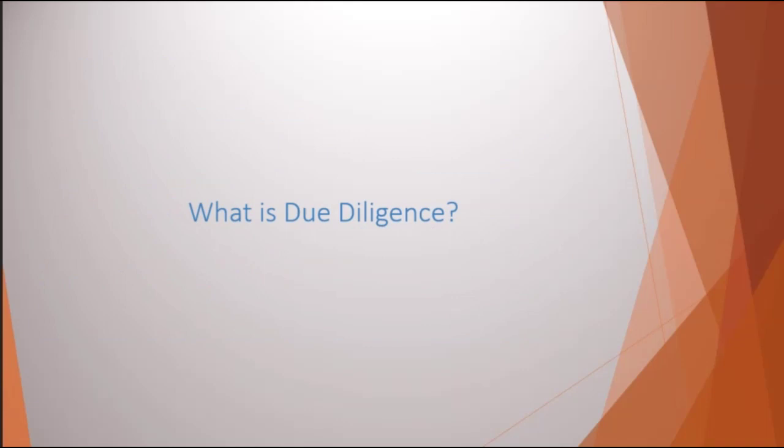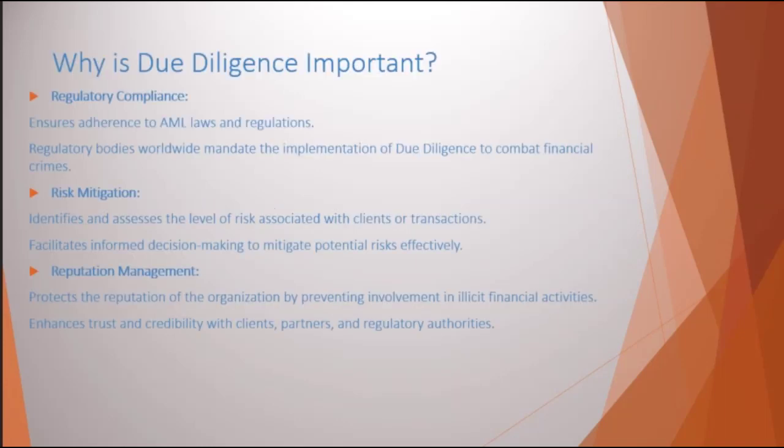Now we will discuss due diligence. What is due diligence? Due diligence is a meticulous and systematic investigation and verification process that organizations undertake to understand the backgrounds, activities, and potential risks associated with their clients and business partners. In the realm of AML, due diligence is a proactive measure to identify and mitigate risks related to money laundering, terrorist financing, and other financial crimes.